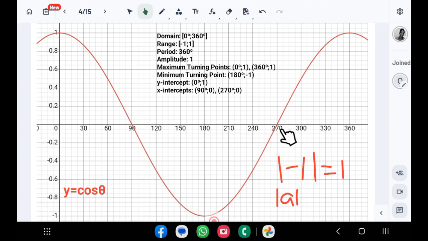Now for the y-intercept, that's where the graph cuts the y-axis. There is the y-intercept. It's at the point 0 degrees, 1. And these are the characteristics of your basic standard graph of y equals cos of theta.